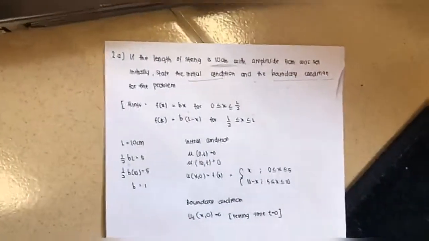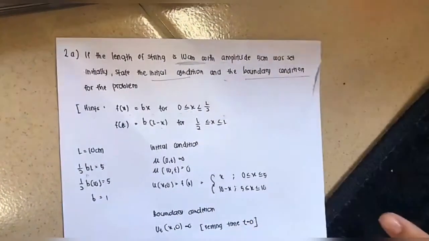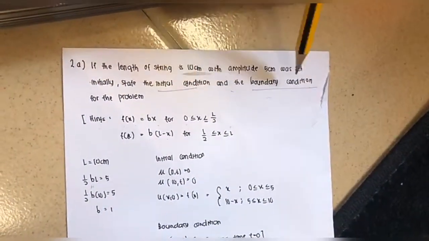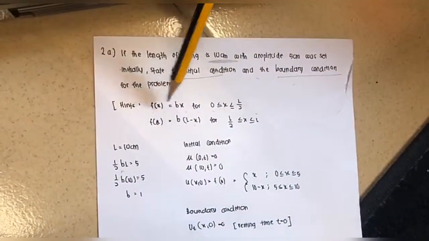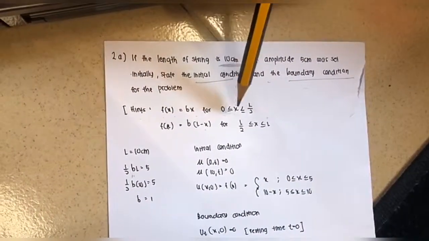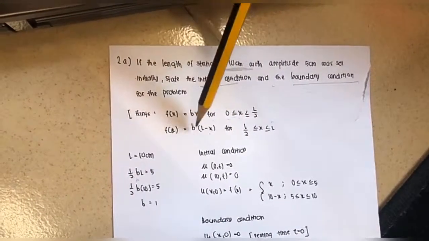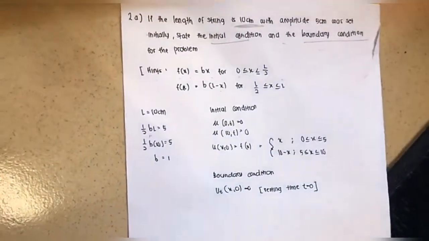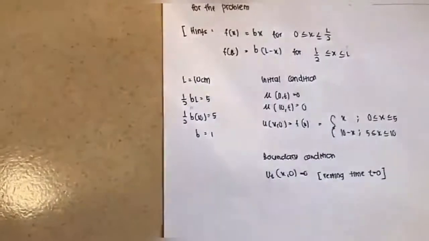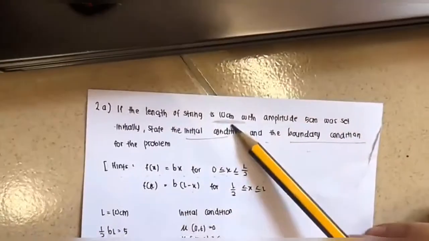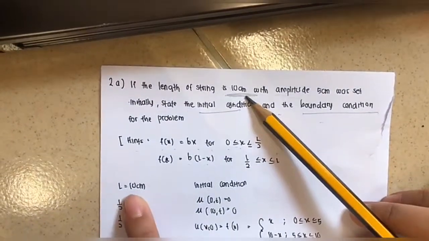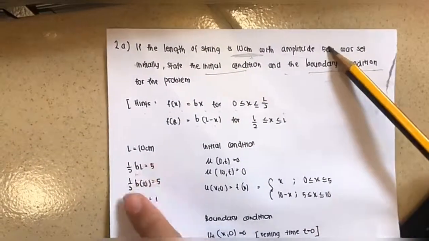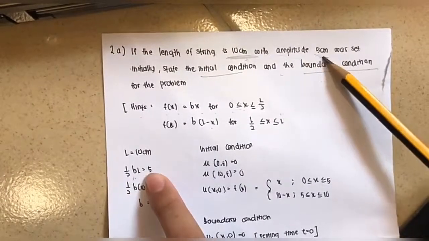I'm Amelia. Now we're going to discuss question 2. Let's get started. The question asks, if the length of the string is 10 cm with an amplitude of 5 cm set initially, state the initial condition and the boundary condition for the problem. The hints are given: f(x) equals bx for the limit 0 to 1 over 2 L, and f(x) equals b(L minus x) for the limit 1 over 2 L to L. As given, L equals 10 cm, with the amplitude of 5 cm, so 1 over 2 bL equals 5 amplitude here.